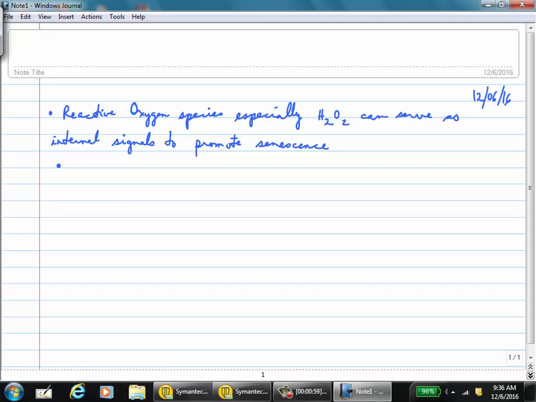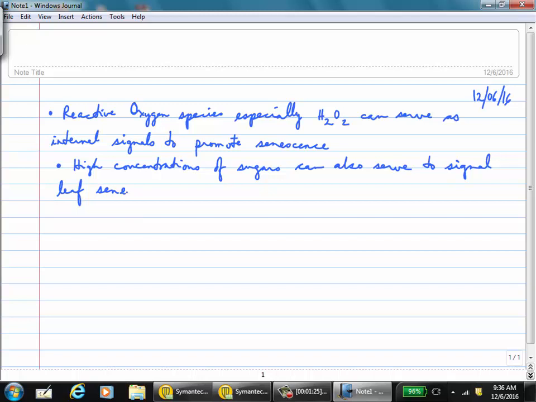Another promoter of senescence could be high concentrations of sugar. So high concentrations of sugars can also serve to signal leaf senescence. And this is especially true if nitrogen content is low. So especially if nitrogen levels are low.